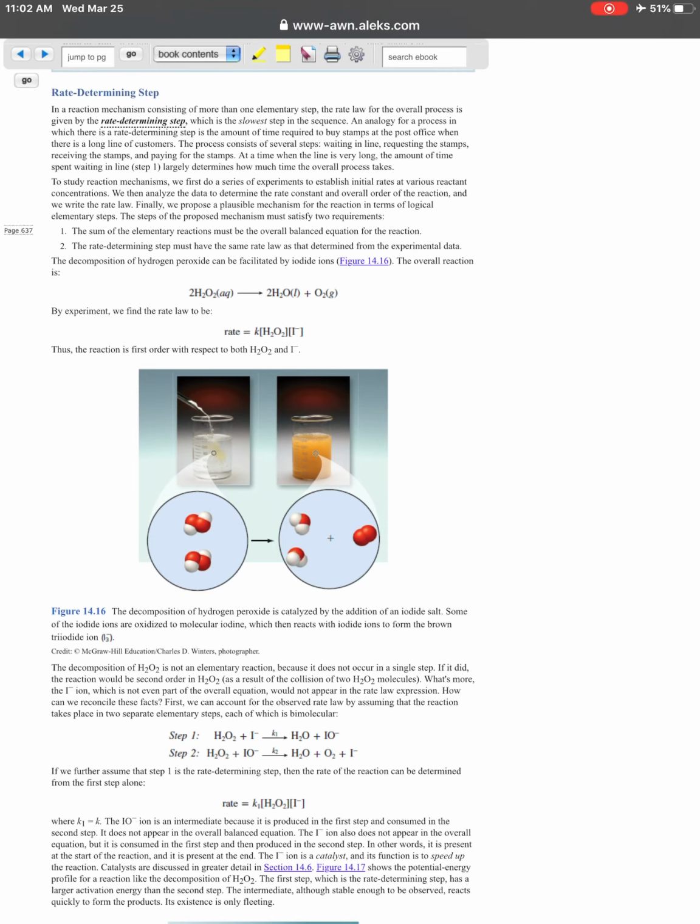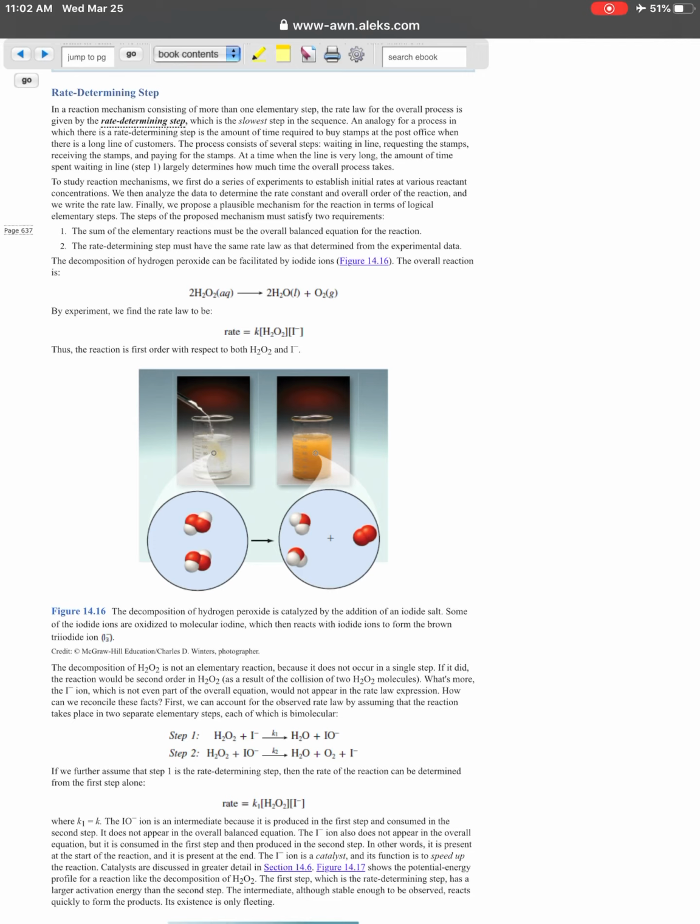Rate determining step. In a reaction mechanism consisting of more than one elementary step, the rate law for the overall process is given by the rate determining step, which is the slowest step in the sequence. An analogy for a process in which there is a rate determining step is the amount of time required to buy stamps at the post office when there is a long line of customers.